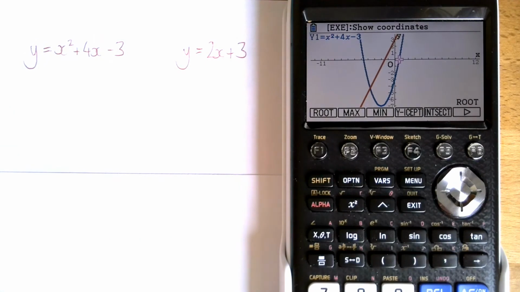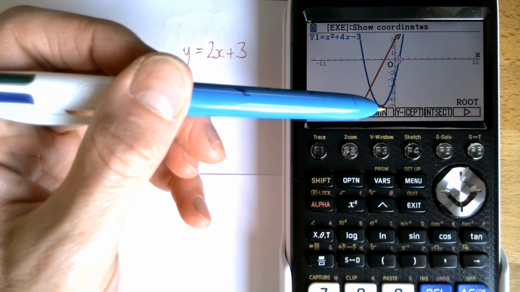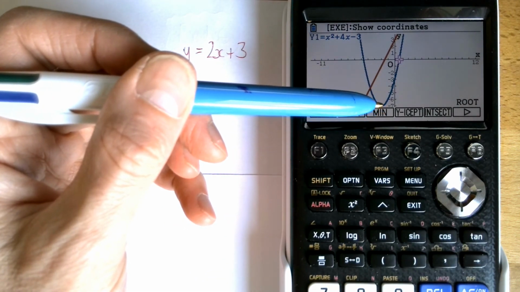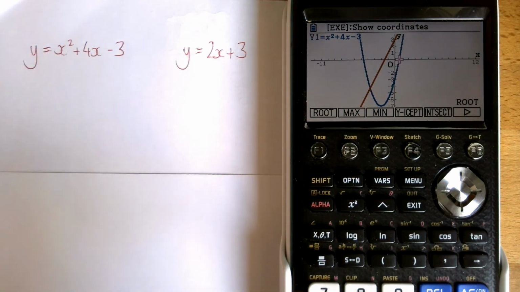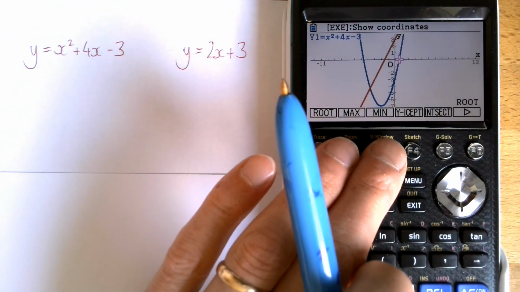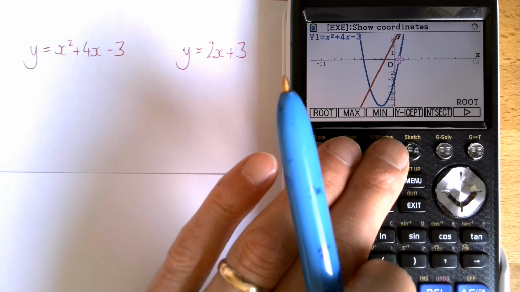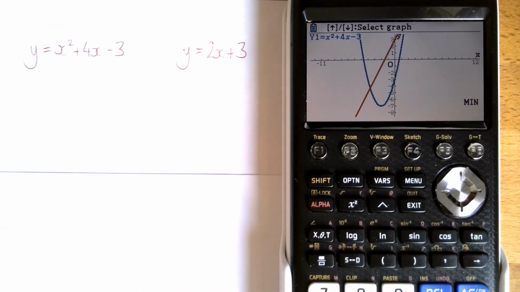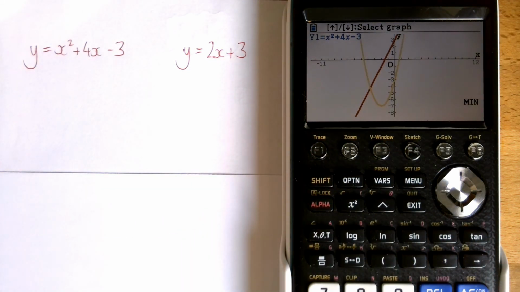Back to the G-Solve button. Let's say I want to work out the coordinates of the turning point. Now, completing the square would tell me that normally, but if I press minimum, it again says which graph do you want, so it's flashing with the yellow one. So I press EXE and it gives me those coordinates.